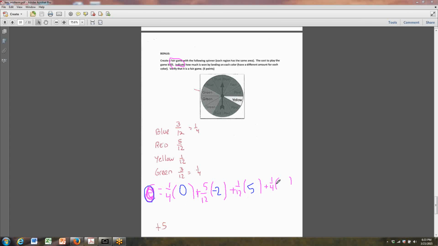So what you can do is just call this X and just solve that either algebraically or figure out what you need to put in there. So you do a quarter of 0, that's 0.